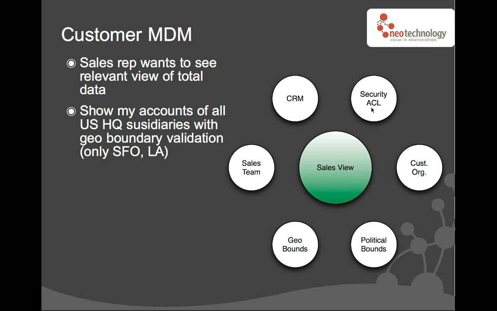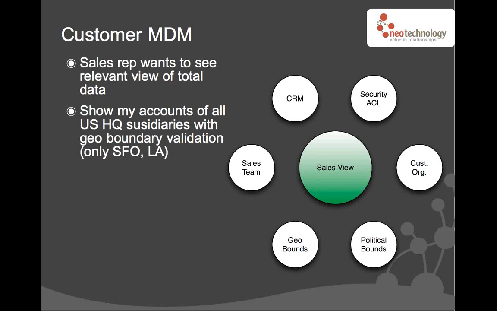and altogether form something called, for instance, a sales view that might be something like: show my accounts of all U.S. headquarters subsidiaries that are in my sales area, for instance, San Francisco and Los Angeles. That means you need to find out what are the relevant things.